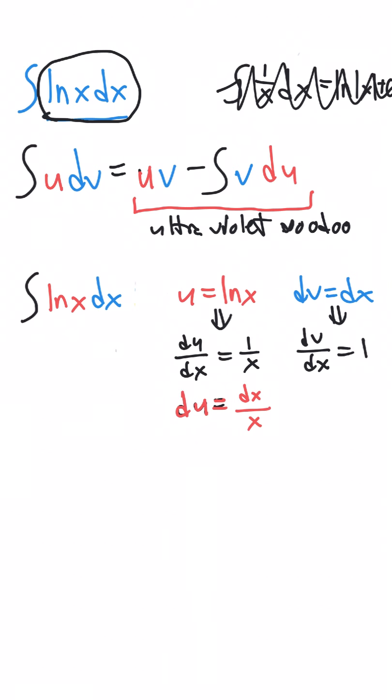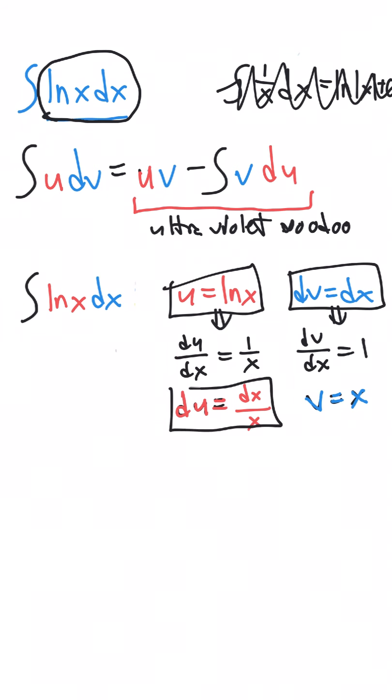Anti-differentiate: what do you get when you differentiate dv dx? V. And what do you get when you differentiate 1 with respect to x? X. Here, I'll rewrite it. V is equal to x. We have our 4 ingredients. Let me highlight them for you: 1st ingredient u, 2nd ingredient dv, 3rd ingredient du, 4th ingredient v. We have everything we need.